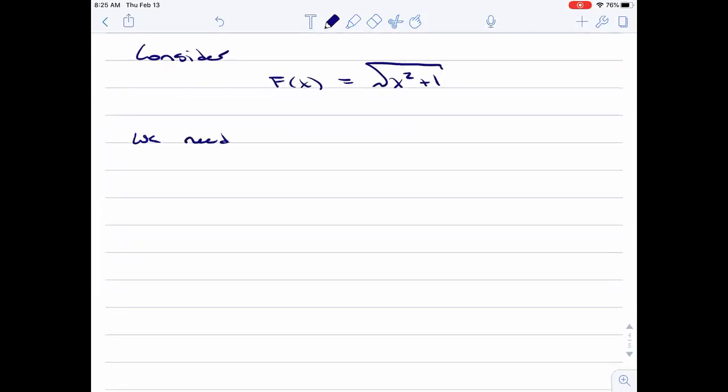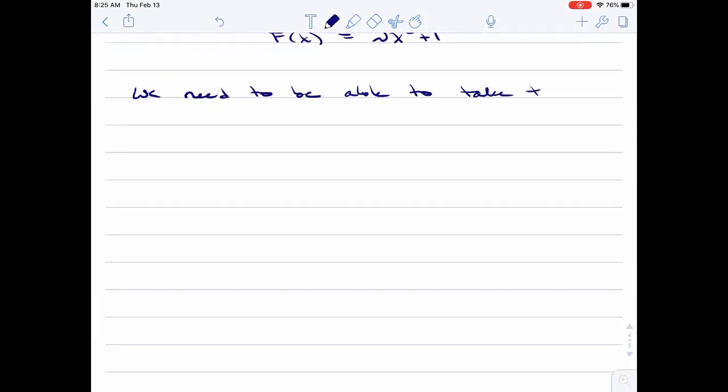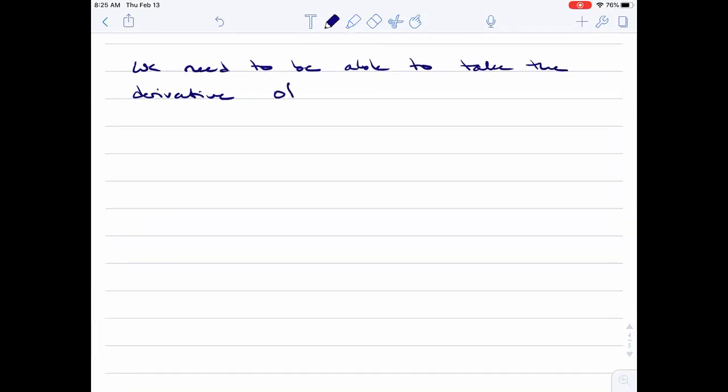So we need to be able to take the derivative of, this is essentially a composite function, right? The square root function wrapped around x squared plus 1. So we've got a function inside a function. And so we need to be able to take the derivative of a composite function. And in comes the chain rule.